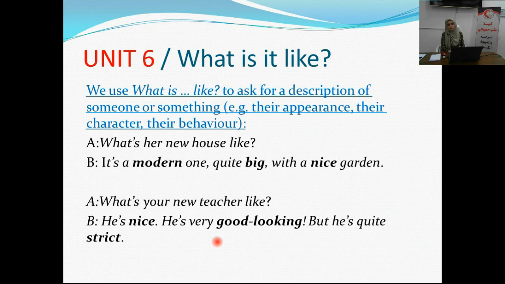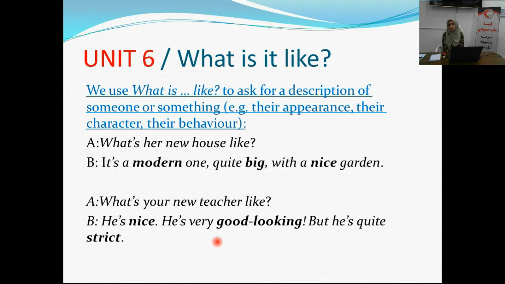Now we have to move to Unit 6, and this is the final unit for this lecture. This unit was focusing on the use of adjectives. So when we want to ask for something and to have an idea about the characteristics or the features of something or someone, we're going to say, what is it like? So we use what is like to ask for a description of someone or something.